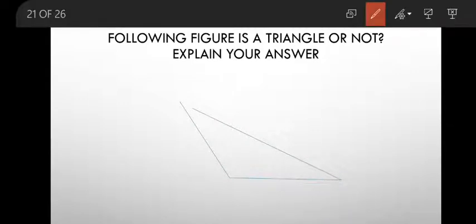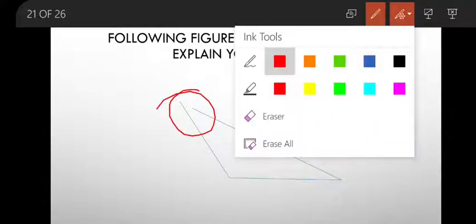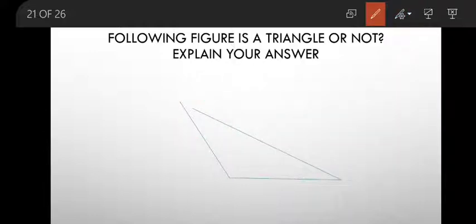Let me tell you, this figure is not a triangle because it has one end open. A triangle is a closed figure, so there should be no open end. This end is open, so we will not call this a triangle.